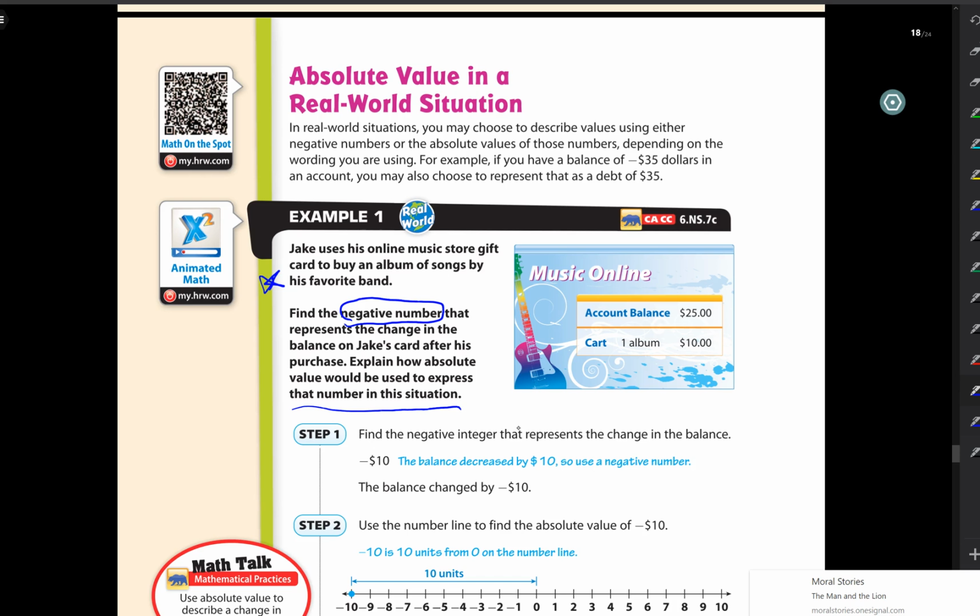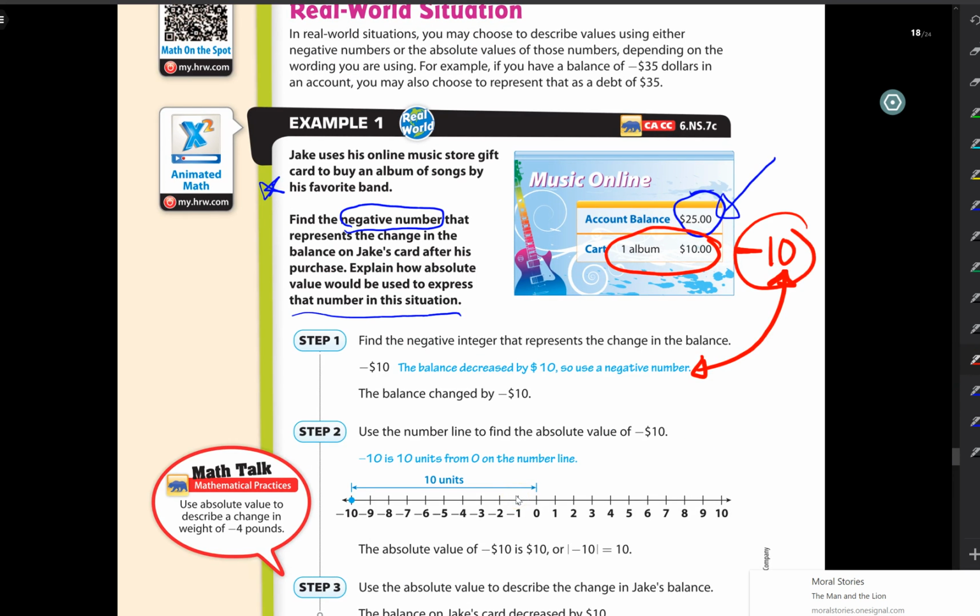If you look at the balance, he had $25. Here is his balance. And then he bought an album for $10. So now we're going to minus out those $10, which is a negative number. The balance has changed by minus $10. So when he had $25 in his account and he took away $10, now he has $15, right? And we know that he has $15.